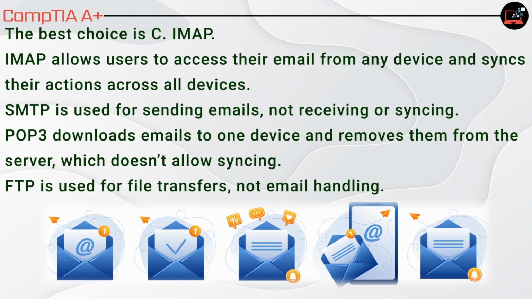The best choice is C, IMAP. IMAP allows users to access their email from any device and syncs their actions across all devices. SMTP is used for sending emails, not receiving or syncing. POP3 downloads emails to one device and removes them from the server, which doesn't allow syncing. FTP is used for file transfers, not email handling.